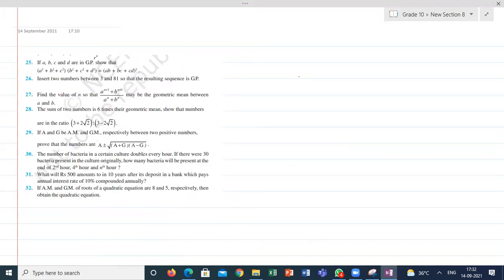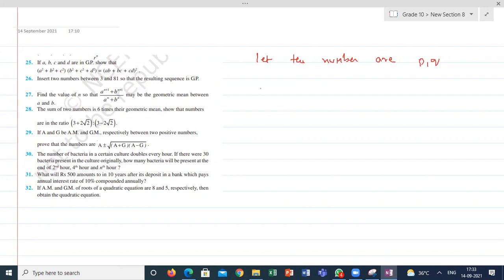If A and G are the arithmetic mean and geometric mean respectively between two positive numbers, there are two positive numbers whose arithmetic mean is A and geometric mean is G. Then prove that the numbers are A plus or minus root of A plus G into A minus G. Suppose the numbers are, to avoid confusion, P comma Q.